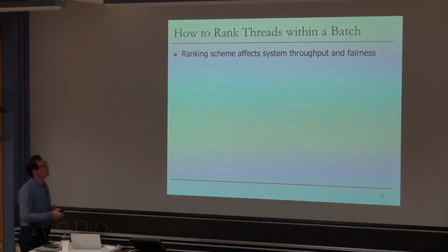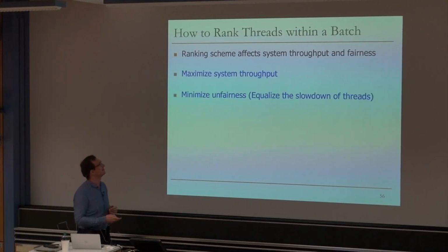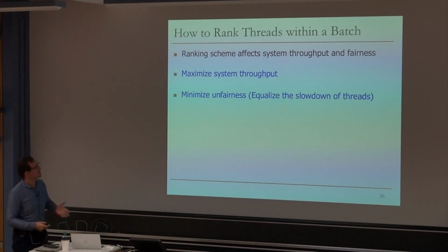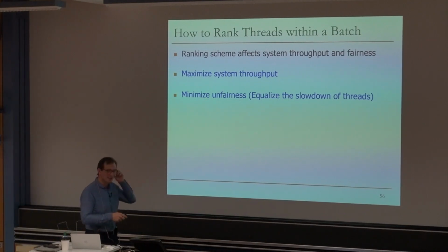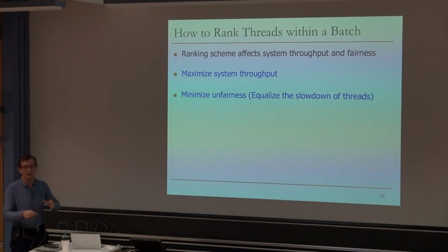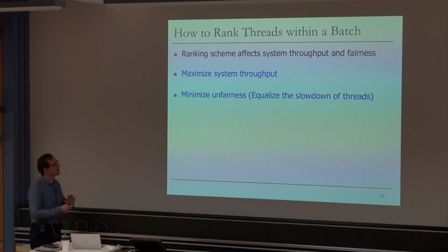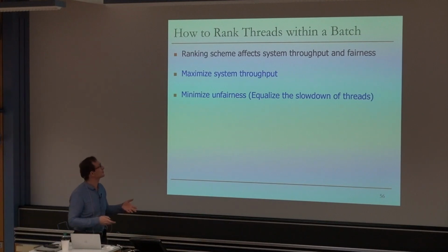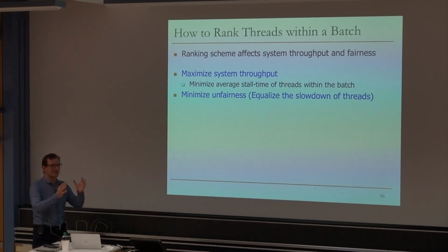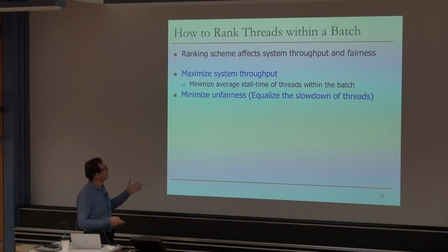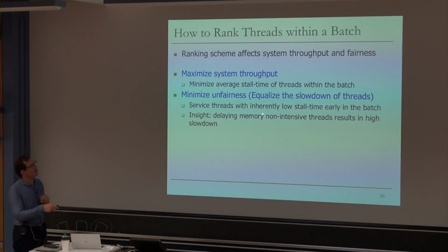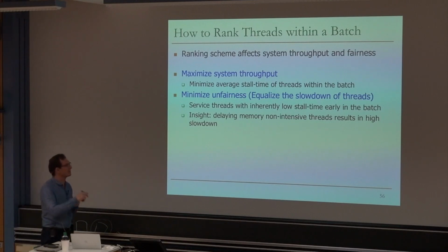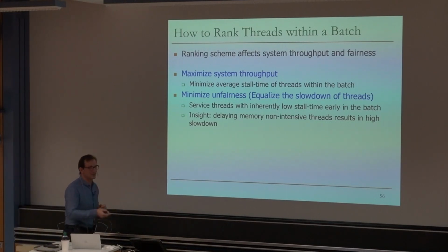Okay, so the ranking scheme actually affects system throughput and fairness. We want to maximize system throughput and minimize unfairness. Again, we're going to use the same definition of unfairness. We're not changing it yet. We're going to try to equalize the slowdown of equal priority threads, assuming everything is equal priority for now. So if you want to maximize system throughput, you really want to minimize the red parts that I showed you earlier, minimize the average stall time of the threads within the batch. It turns out if you want to minimize unfairness, it's a similar goal. You would like to service threads with inherently low stall time early in the batch. It's posed differently, of course, right? Basically, this is what I said earlier.